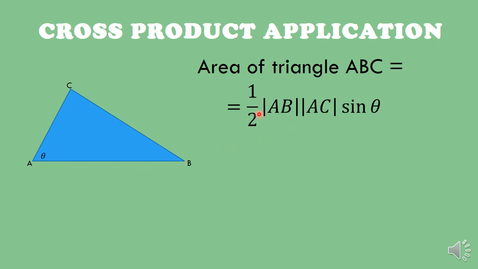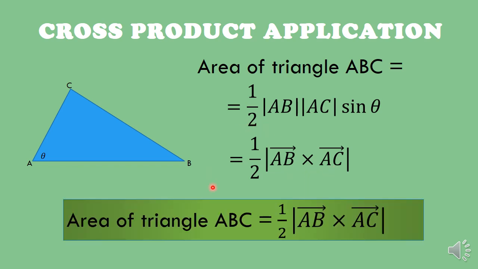Okay, so now let's see the cross product application. The first one here is the most simple one, to find the area of a triangle. Let's say that I have a triangle ABC where one of the angles is theta here. As you remember from the trigonometry lesson, the area of a triangle is 1/2 times the length of AB times the length of AC times sine theta. Here you remember that AB times AC sine theta is the magnitude of the cross product between AB and AC. So the area of triangle ABC is 1/2 multiplied by the magnitude of the cross product between AB and AC.